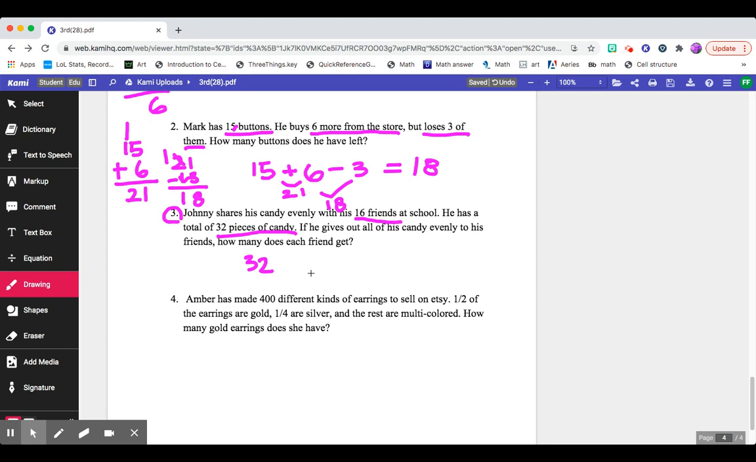Evenly is like dividing, right? To 16 friends. Then you just put the dividing sign on 16. If you're not sure, write a formula again. 32 divided by 16. 16 times 2 equals 32. So the answer is 2. All the 16 friends can get 2 of the candies.